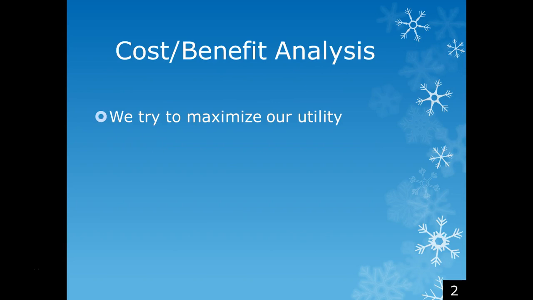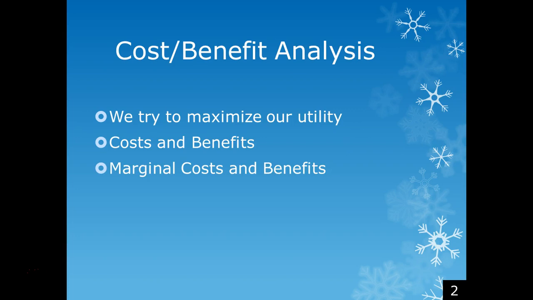Cost-benefit analysis. Remember that we as individuals try to maximize our utility. Utility is just how much benefit we get from something. So we want things to be the best that they can be. So we try to make the choices that give us the most pleasure or most utility. And costs are anything that reduce our utility, and benefits are anything that increase our utility. Costs are things that we don't like, benefits are the things that we enjoy.